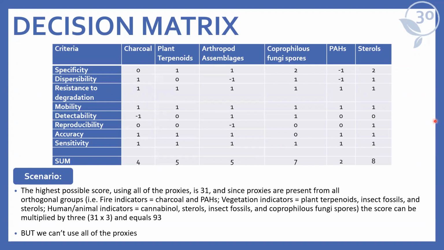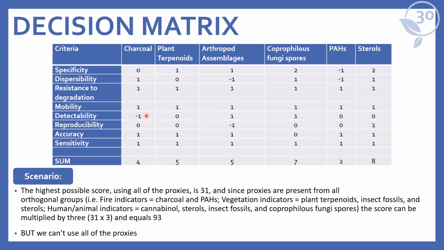For dispersibility, charcoal can be deposited locally, which is important for a study of a culture with only small localized fires. Resistance to degradation, based on past studies: charcoal has been very resistant to diagenesis, and its preservation is facilitated by cold conditions, which is very helpful. So a good one there. Mobility, based on past studies, charcoal is not mobile in the sediments, which is great.